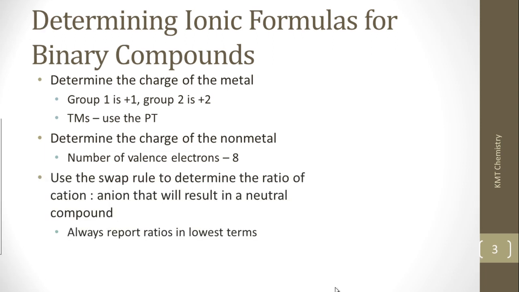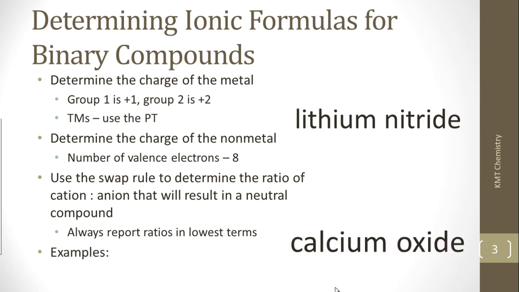After you determine the charge on your metal and your nonmetal, you use the swap rule to determine the ratio of cation to anion that will give you a neutral compound. Make sure you always report your ratios in the lowest terms. Here I've included two examples that I'll go through really quickly: lithium nitride and calcium oxide.